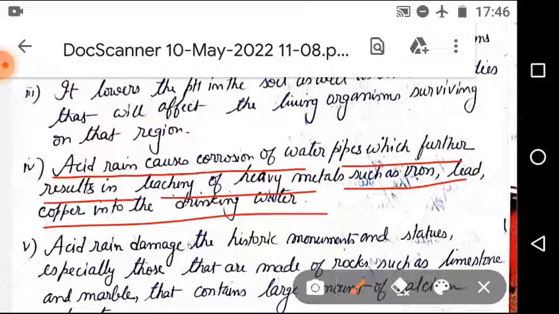Those water pipes are normally made of metals. Nowadays they are using plastics also, but most of the time they use metals. When these metals interact with acid rain, not in one or two days but over many months, they slowly become corroded, ক্ষয়ে যাওয়া. It further results in leaching of the metals that make up the pipes, which mix with the water it carries, and thus it causes problems.